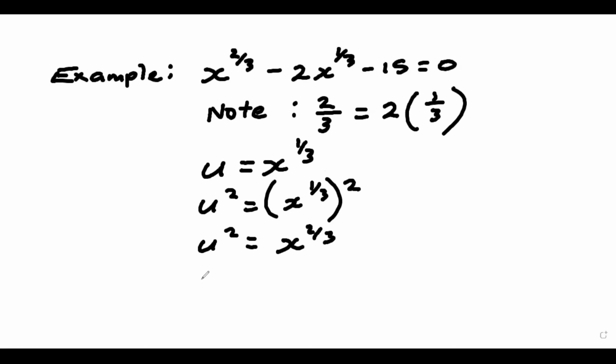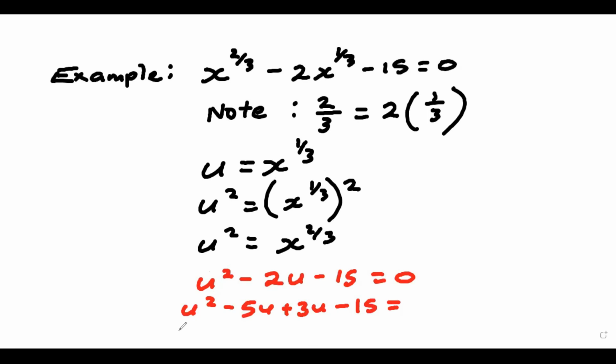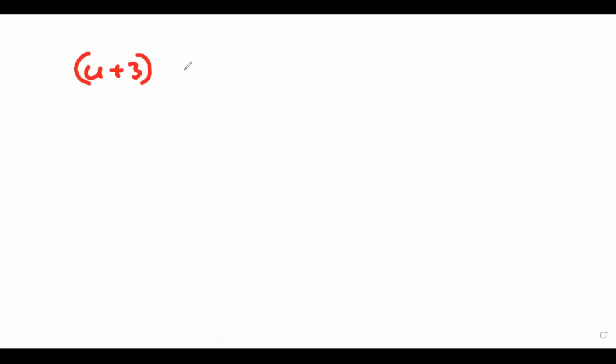So now we would have u squared minus 2u minus 15 is equal to 0. Now we can find the two numbers. So we'd have u squared minus 5u plus 3u minus 15 is equal to 0. So factor: u minus 5, plus 3, u minus 5 equal to 0. So now we have u plus 3, u minus 5 equals 0. So that means u is equal to minus 3 and u is equal to 5.